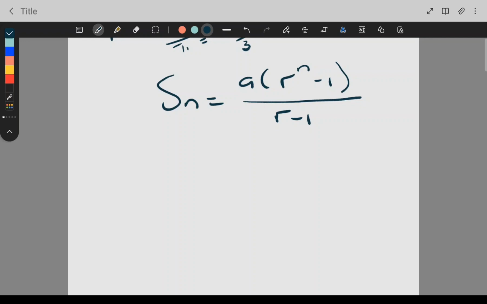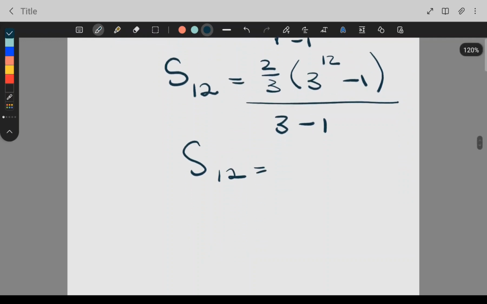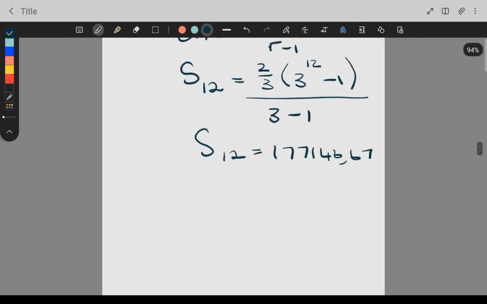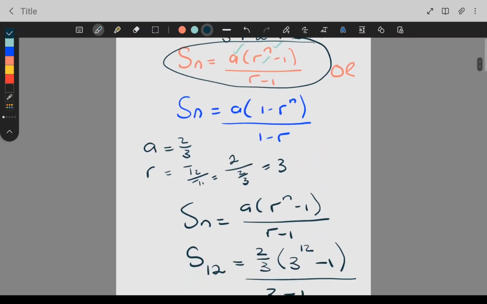And now I'm going to substitute. So the sum of the first 12 terms. N is 12. A is 2 over 3. R is 3. N is 12. Like that. R is 3 minus 1. You put all of that in the calculator, and you should get 177,146.67 if you round off to 2 decimal places. So that is the sum of the first 12 terms that we have here. So that's a straightforward question.